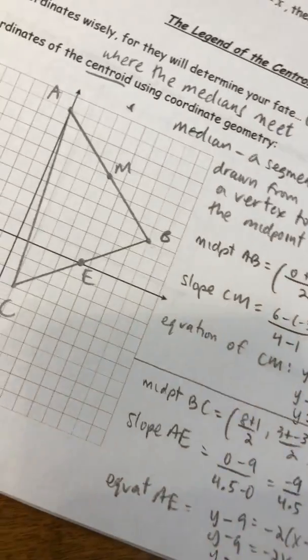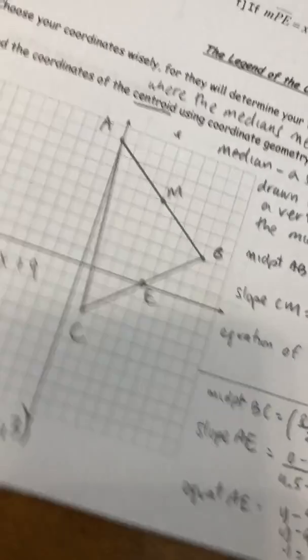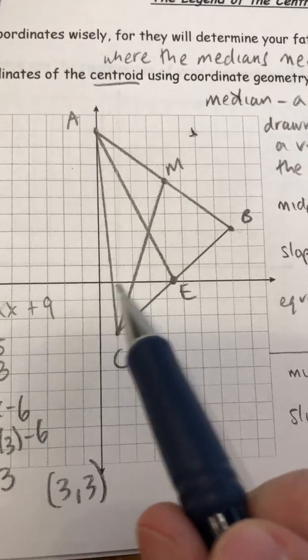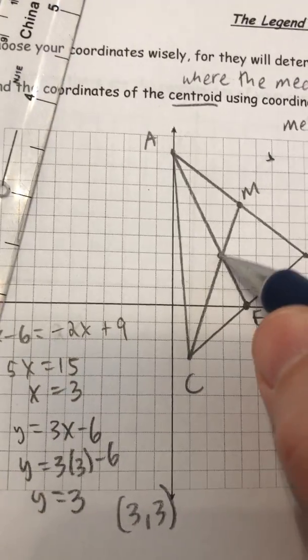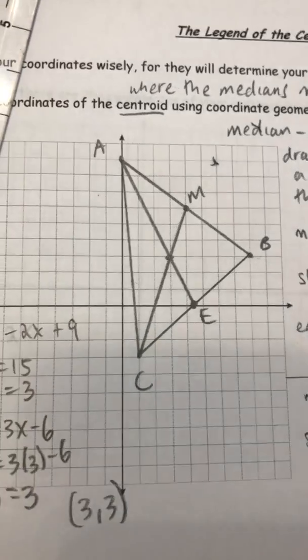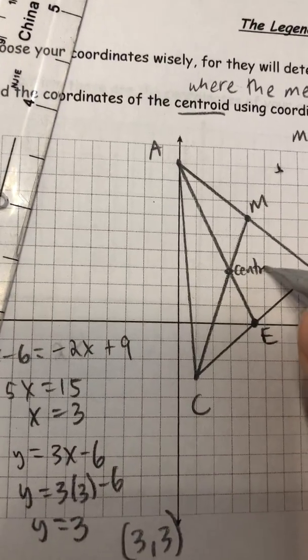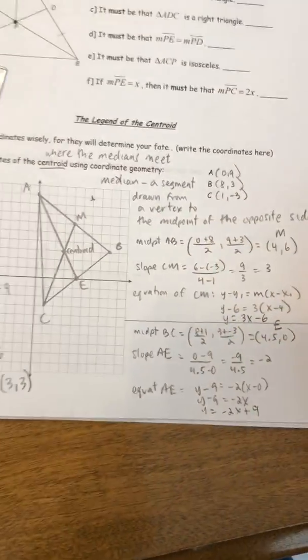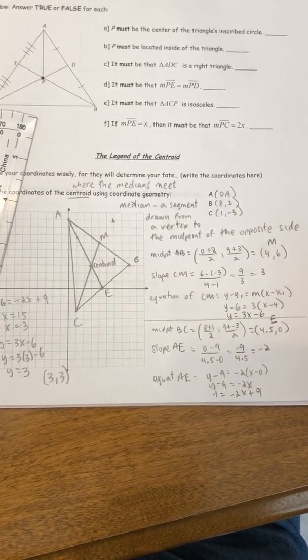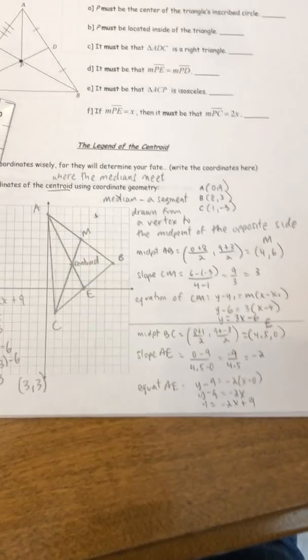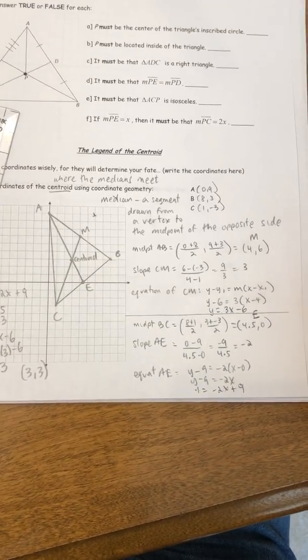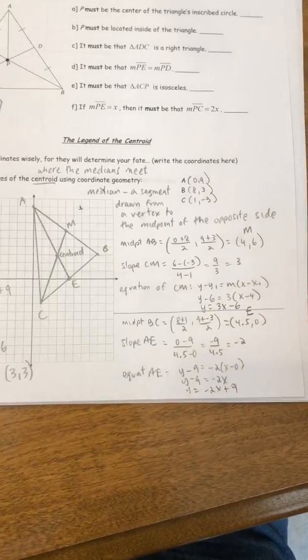I'm going to connect the two medians that I have. I'll show you in a second. And as you can see, they actually go through 1, 2, 3, 1, 2, 3. They meet at the point (3, 3). That is the centroid. And that is how you do algebraically finding the centroid. Okay, we did one on Friday. Some of you were out. So now that's how you do it.